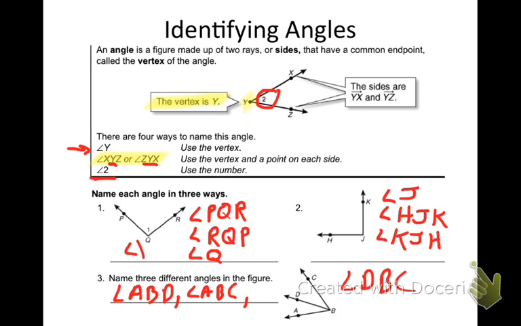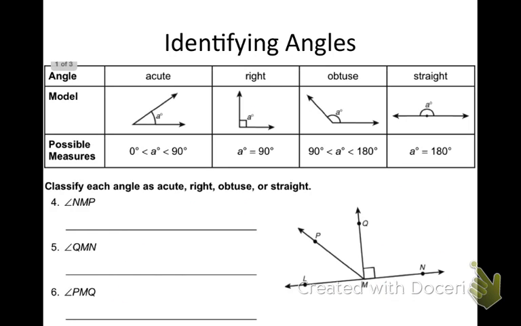All right. So that's the way to label angles. Next, we're going to classify some angles here. So we already talked about it. We have acute, right, obtuse, and straight angles. So I have the different types of angles there. Acute is 0 to 90. Right is 90 degrees. Obtuse is 90 to 180. And straight is 180 degrees.